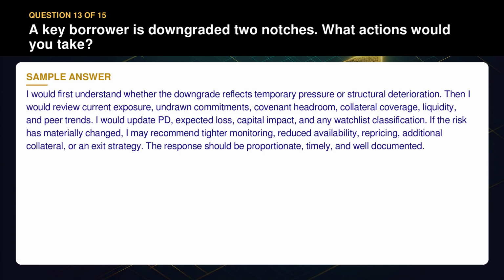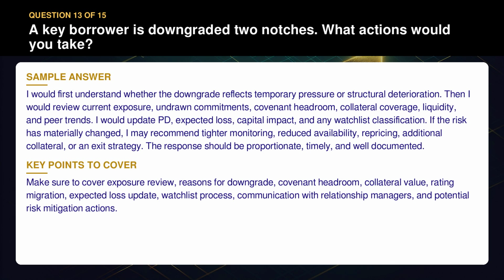I would first understand whether the downgrade reflects temporary pressure or structural deterioration. Then I would review current exposure, undrawn commitments, covenant headroom, collateral coverage, liquidity, and peer trends. I would update PD, expected loss, capital impact, and any watchlist classification. If the risk has materially changed, I may recommend tighter monitoring, reduced availability, repricing, additional collateral, or an exit strategy. The response should be proportionate, timely, and well documented.